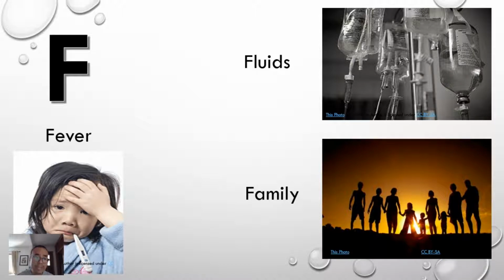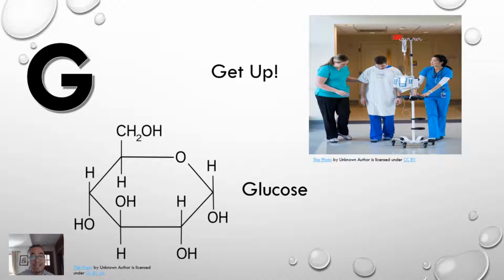Which brings us to our next letter, G. Now, G, you're going to look for glucose and get up. Get up is going to be for ambulation. When the patients start to become more stable, we want to make sure we ambulate the patients, because ambulation is going to enhance the patient's recovery.